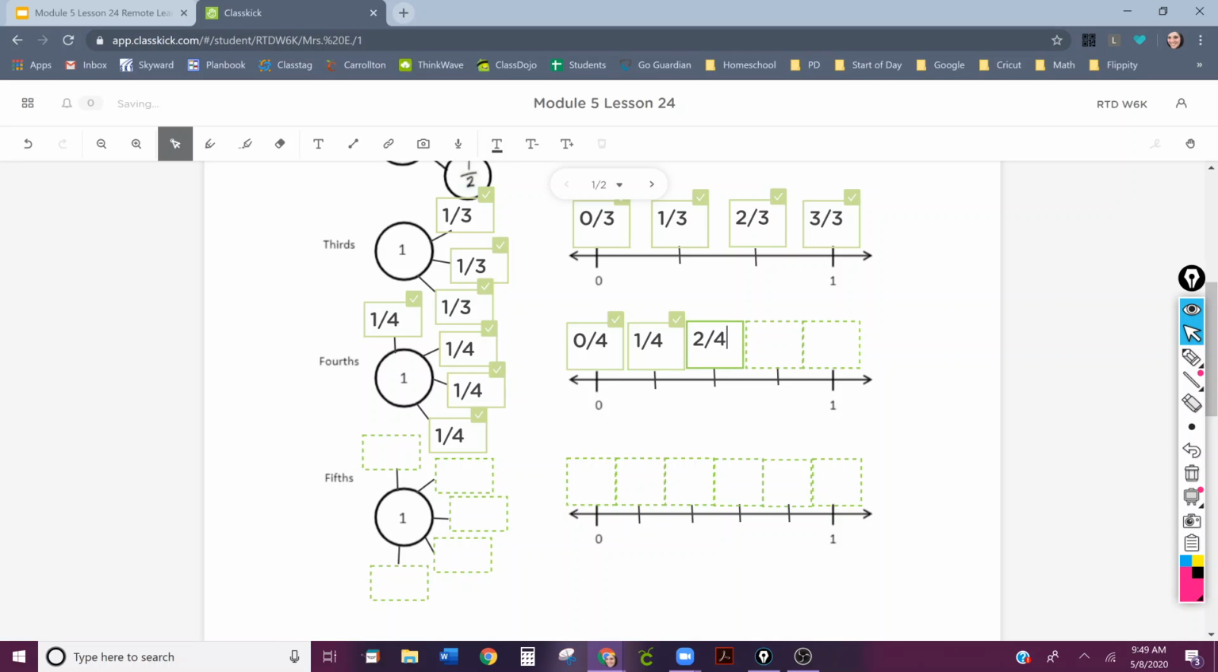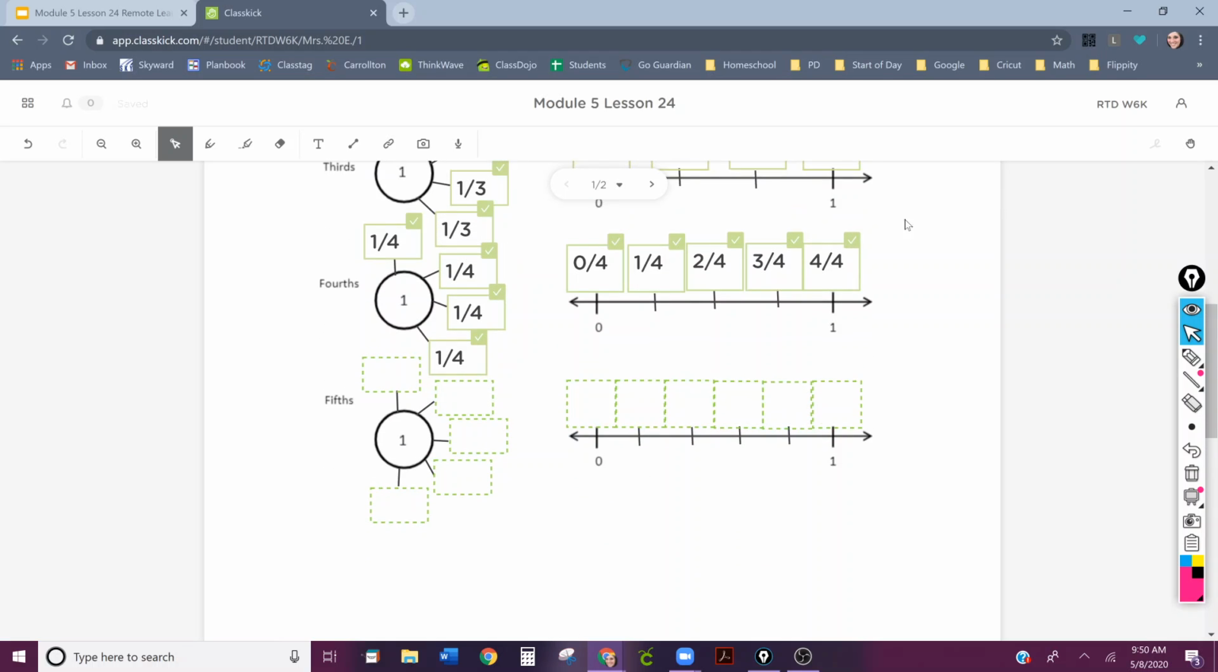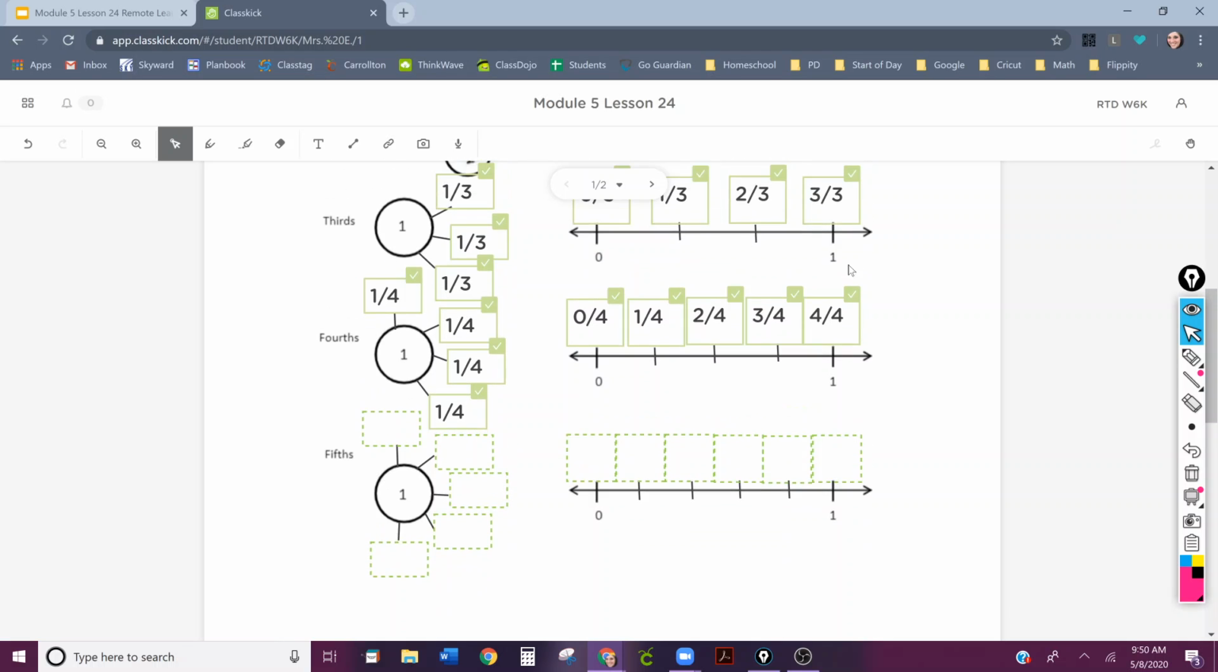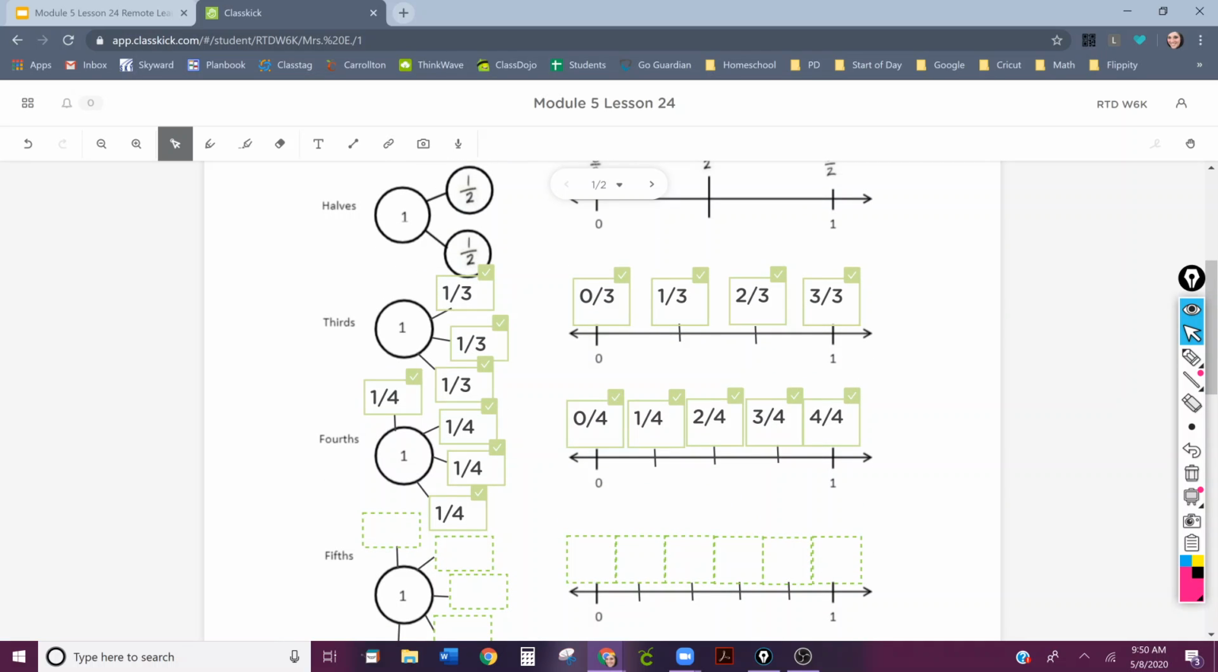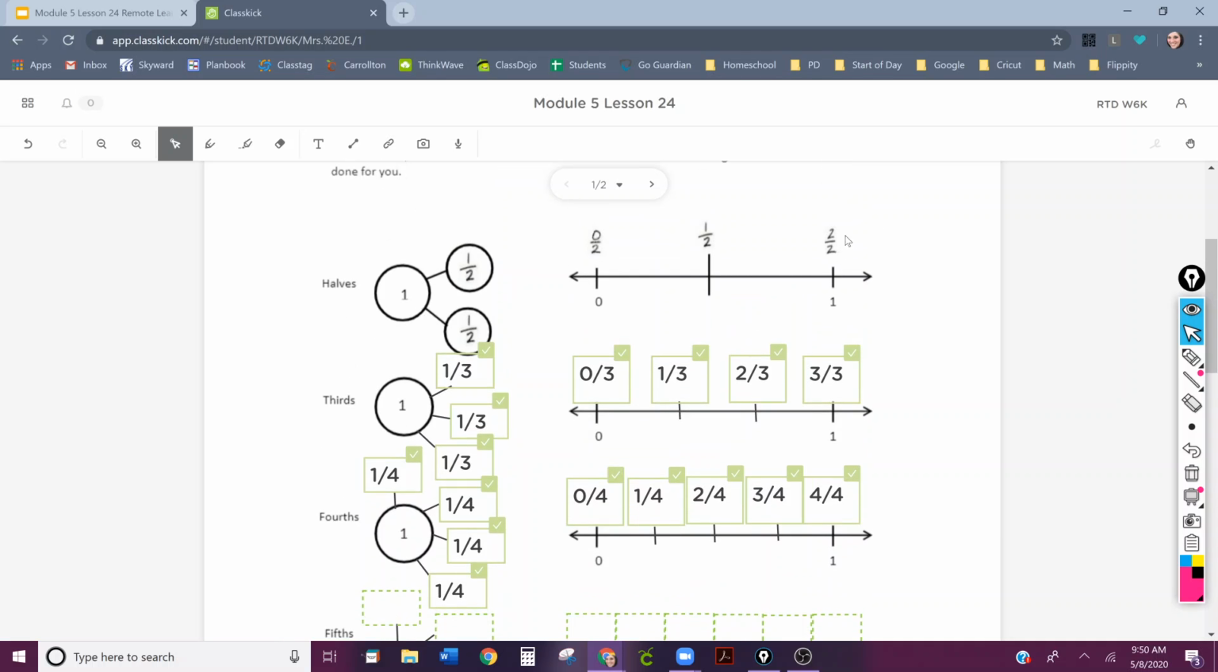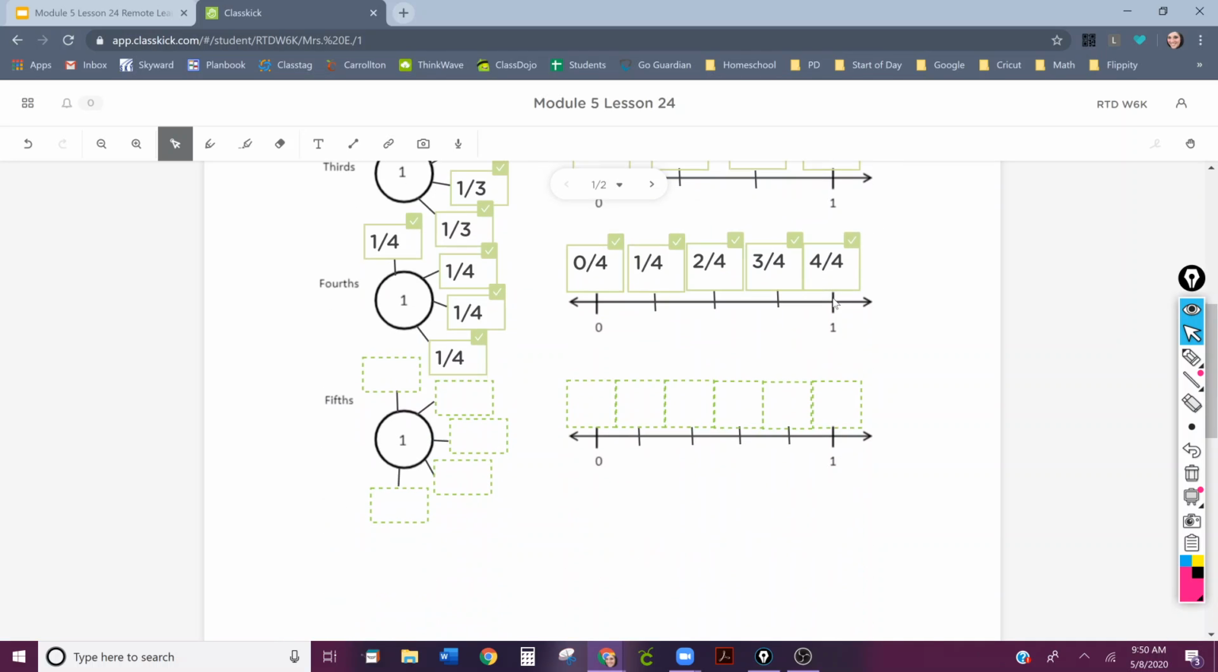So first is 0/4, then we just count up, keeping the bottom number the same. 1/4, 2/4, 3/4, 4/4. Okay, and you'll notice that 4/4 is the same as 1 whole because the bottom and the top number are the same. Just like on thirds, if the bottom and top number are the same, it equals 1 whole. Up here, top and bottom number are the same, it equals 1 whole.